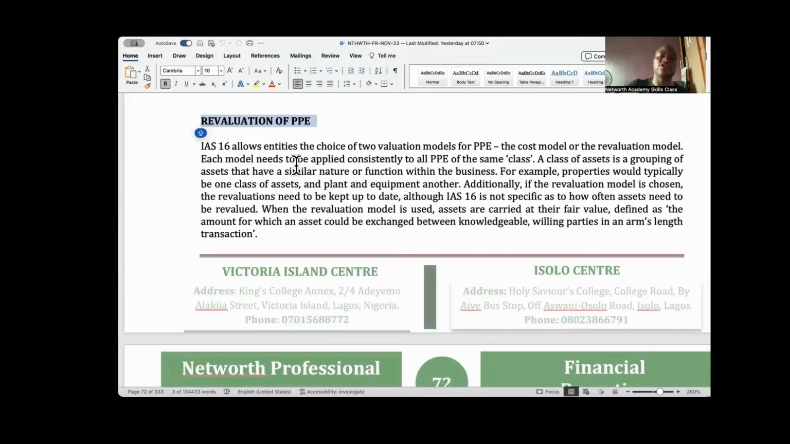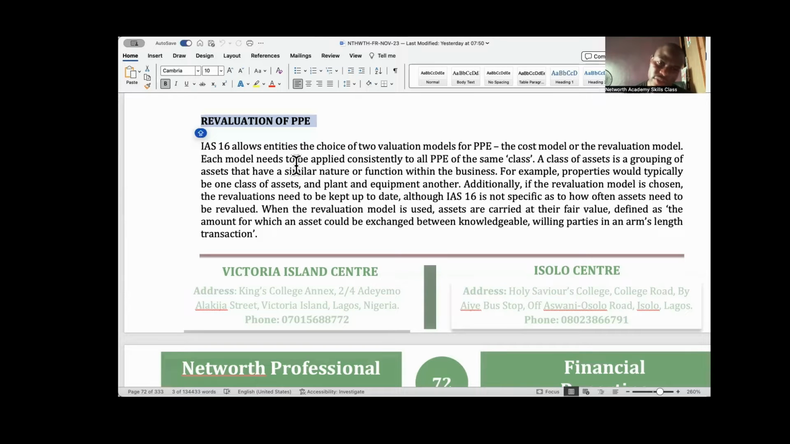If you are in an environment where the asset's value is highly volatile, where the value changes every now and then, that means you might most likely be revaluing your assets every year. But if the value is less volatile, maybe you can do revaluation every 3 or every 5 years. But the most important point I need you not to forget is that you only talk about revaluation when you have chosen a revaluation model.